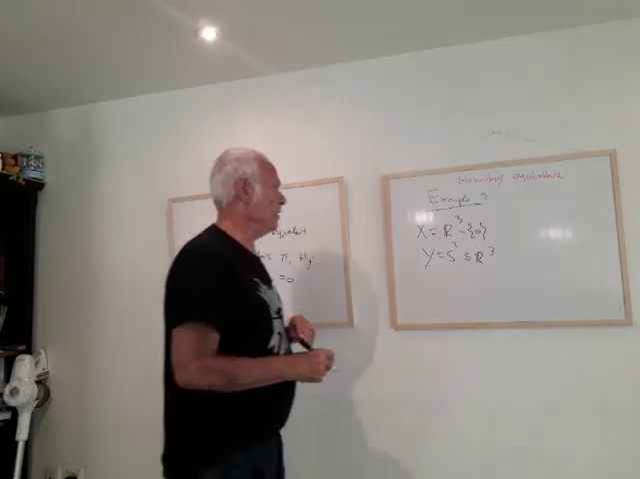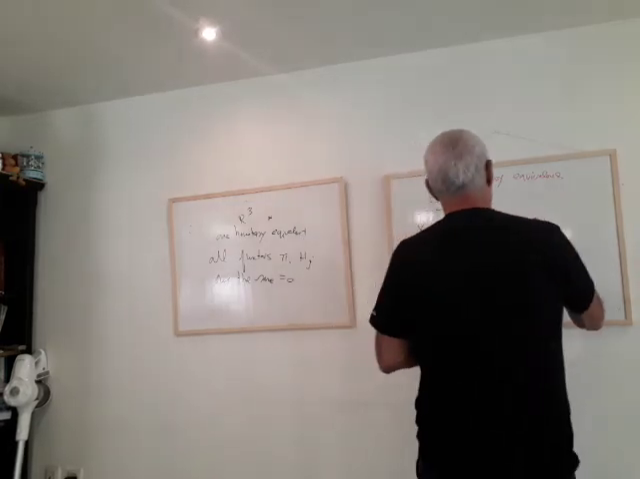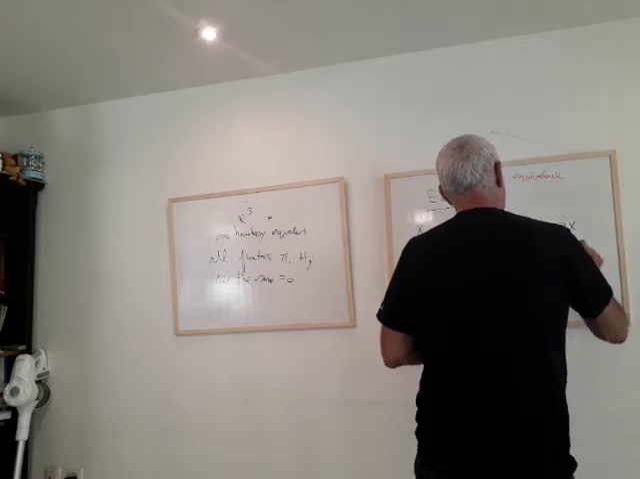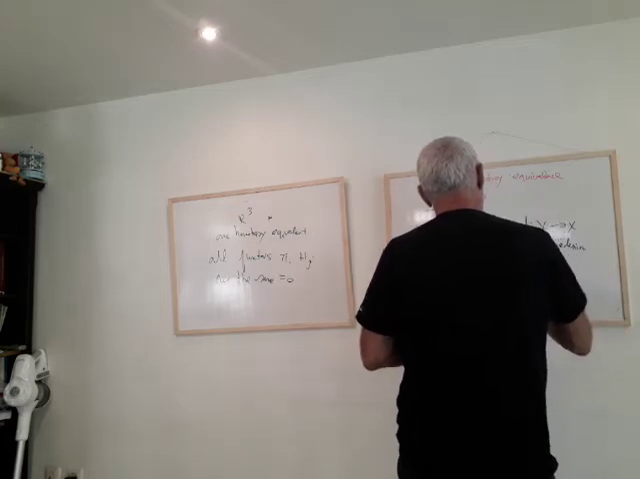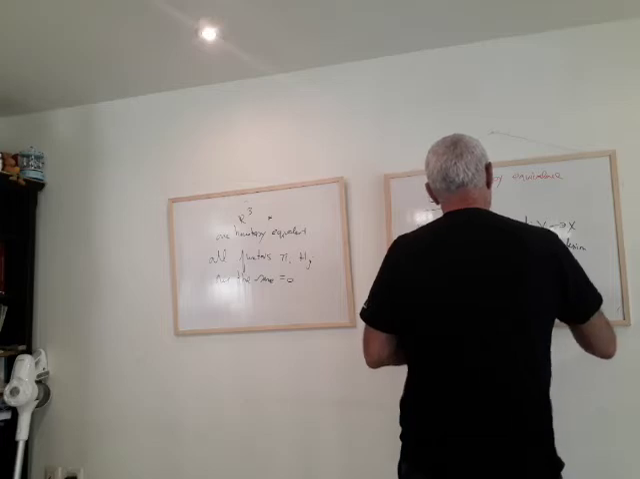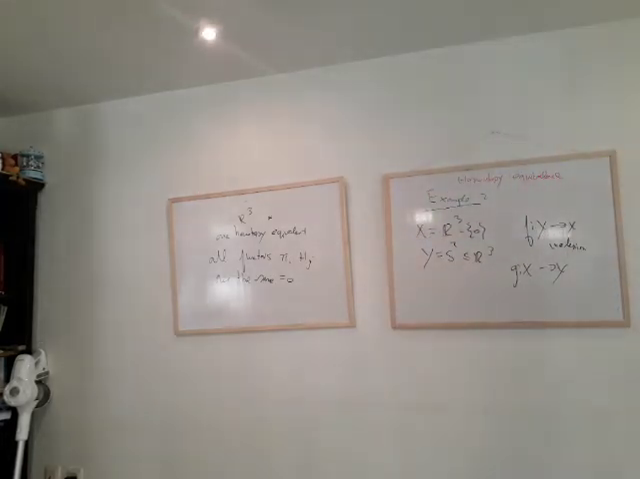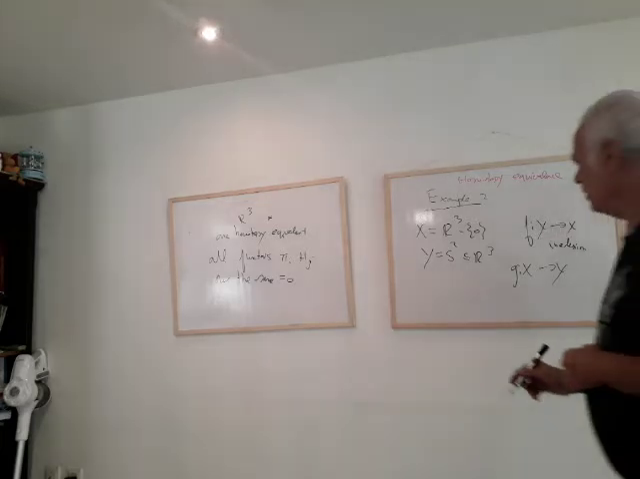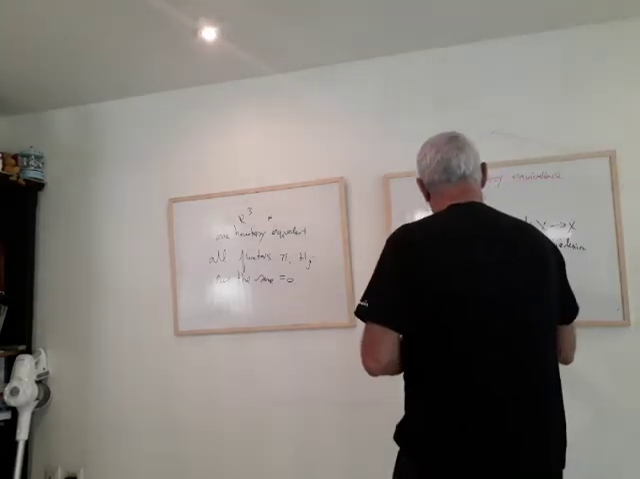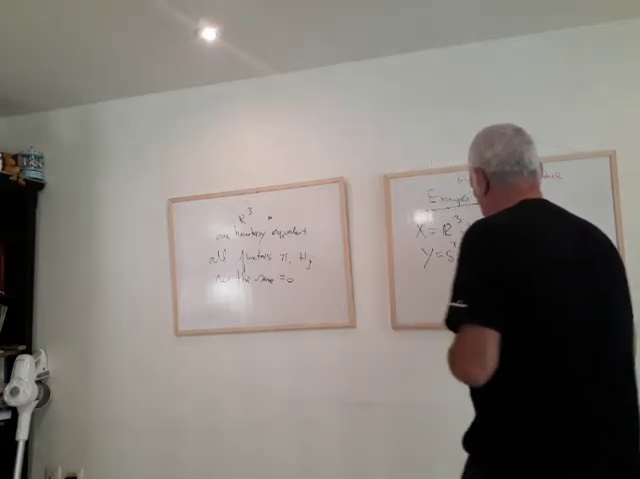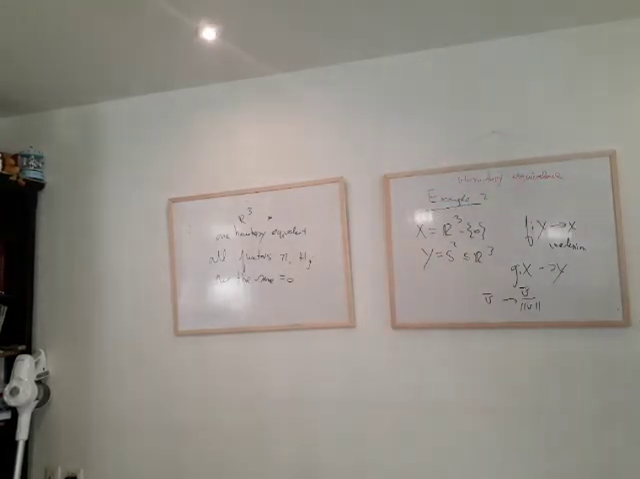Okay, so let's see. F from Y to X is just an inclusion. And G from X to Y: I have a point which is non-zero, and I want to map it to a point of norm 1. So I send V to V over its norm. I just normalize here. Okay?